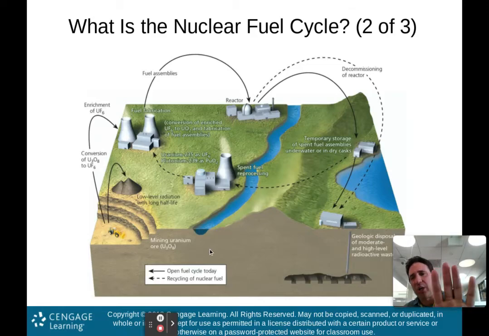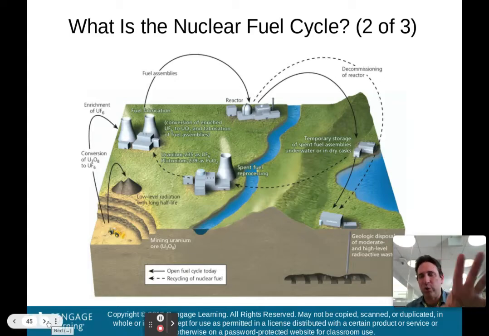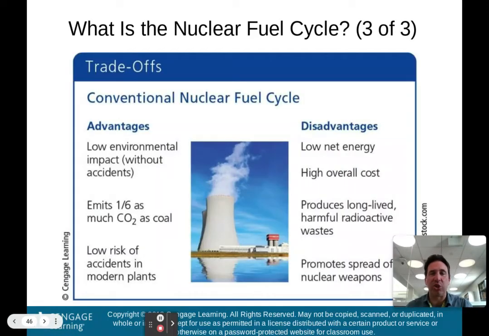All right, so just kind of understand the general fuel cycle here when it comes to nuclear fuel, because again, these are some of the issues with nuclear fuel. Again, we have to store this radioactive material. So, conventional nuclear fuel cycle, advantages, disadvantages, our favorite charts here. Advantage, low environmental impact. Again, if we don't have the accidents, it emits 1/6 as much carbon dioxide as coal, right? So much cleaner and low risk of accidents in modern plants.